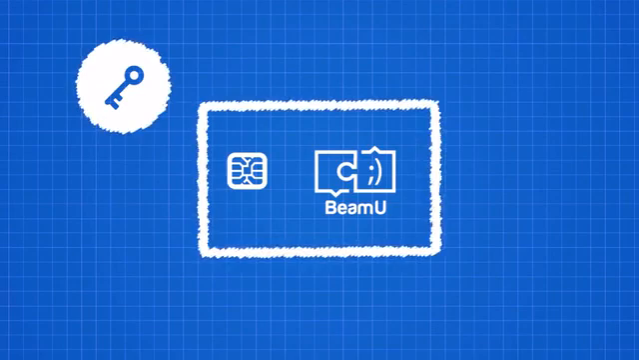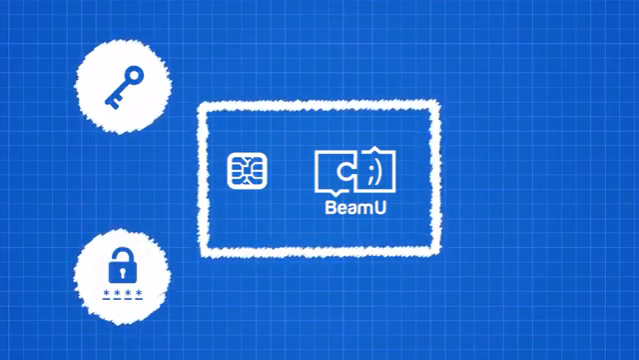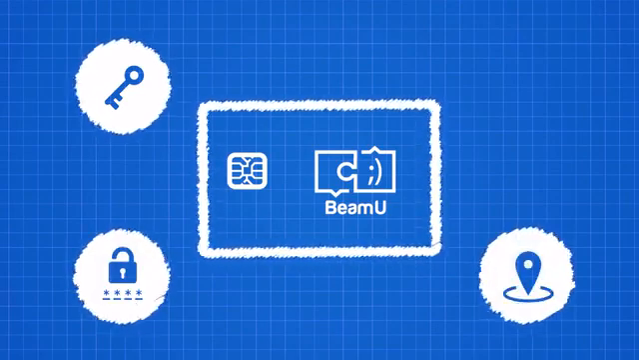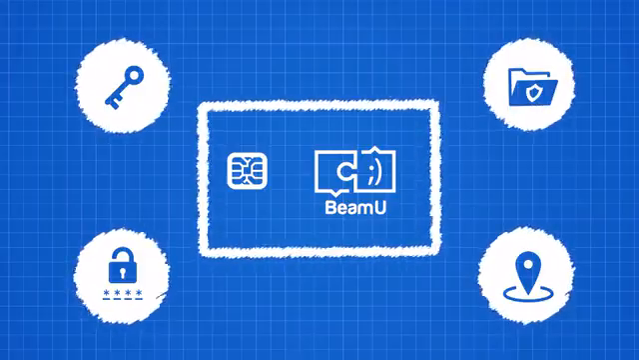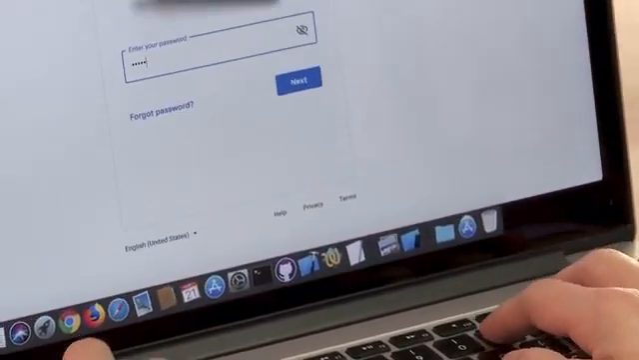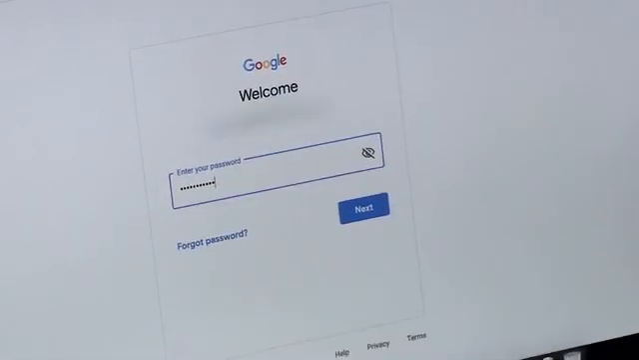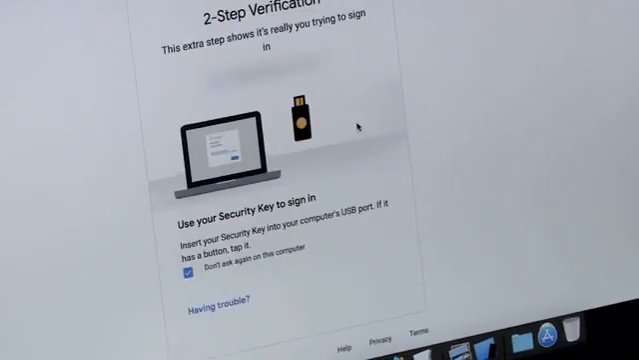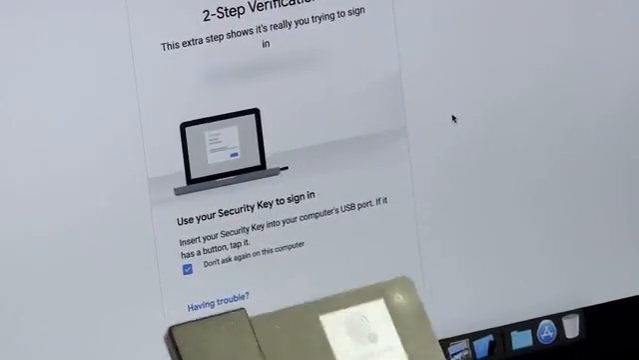BeamU comes with several native apps and functions such as FIDO U2F, Password Manager, Bluetooth Tracker, and Secured Flash Drive Storage. BeamU provides secure login using FIDO U2F to websites that allow two-factor authentication. U2F works instantly with hundreds of services.